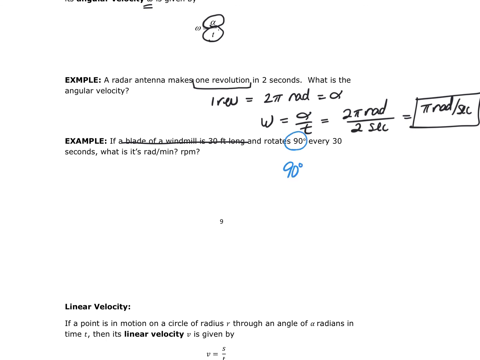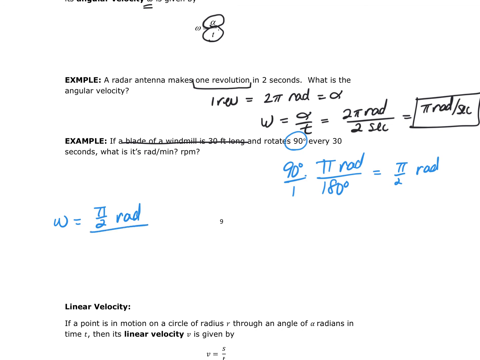And 90 degrees, I'm going to have pi radians over 180 degrees as my first unity fraction because I have to be in radians. And I end up with pi over 2 radians. To do my angular velocity, this is going to be 90 degrees, which has to be pi over 2 radians.